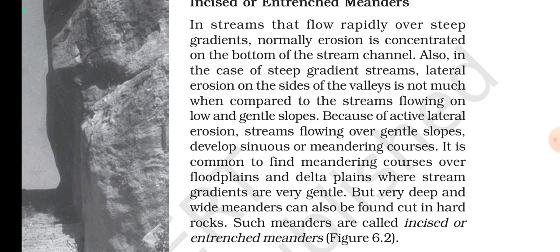Because of active lateral erosion, streams flowing over gentle slopes develop sinuous or meandering courses. It is common to find meandering courses over flat plains and delta plains where stream gradients are very gentle, but very deep and wide meanders can also be found cut in hard rocks. Such meanders are called incised and entrenched meanders.